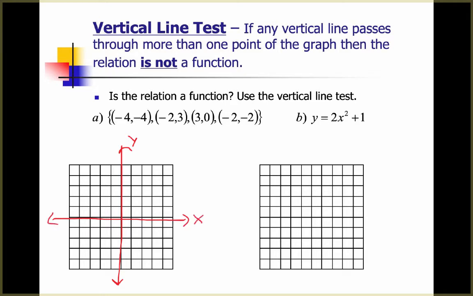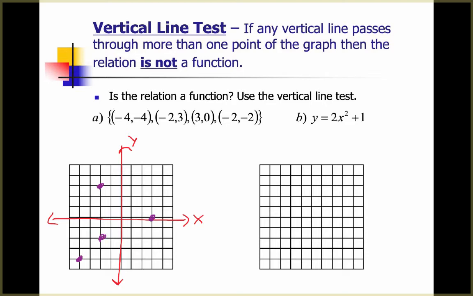Then we're going to plot some points. So we go -4, so we go over 4 left from the origin where the x and y axes cross, and down 4. This is (-4, -4). Then we're going to do -2, up 3. So 2 to the left, up 3 is right here. Then we go 3 to the right, and we're at 0 on the y, so we stay right on the x-axis. And then we go -2 and down 2.